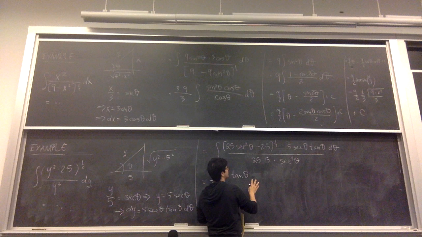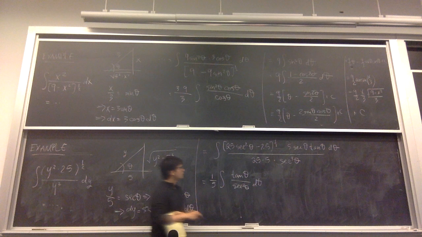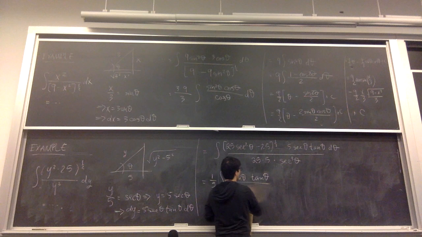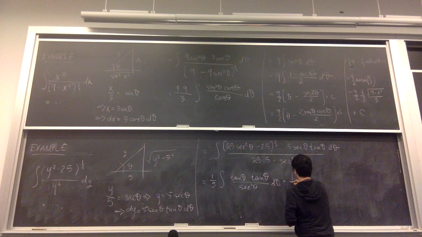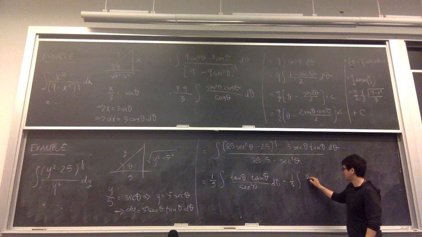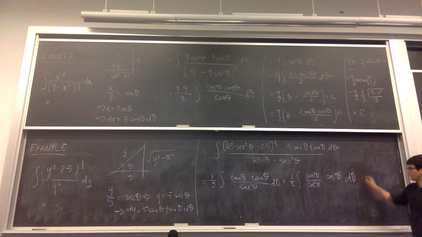Hold on. So you have secant squared on the bottom. Okay, so we have tan theta from the bracket, and then that secant goes away. I'm left with another tan theta, and on the bottom you're left with secant squared theta. So this is 1/5 integral tan squared over secant squared, which is sine squared. We have sine squared theta over cos squared theta, and we're dividing by 1 over cos, which means we multiply by cos squared. So in my assessment, I get 1/5 integral sine squared theta d theta.